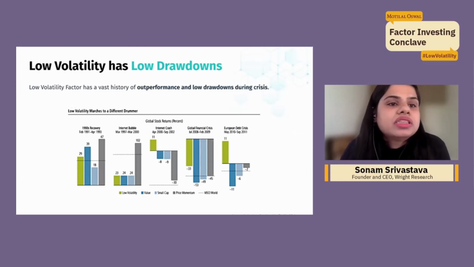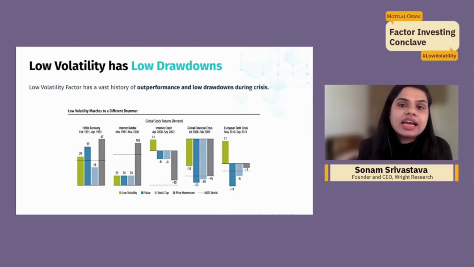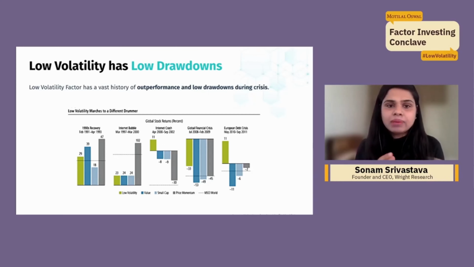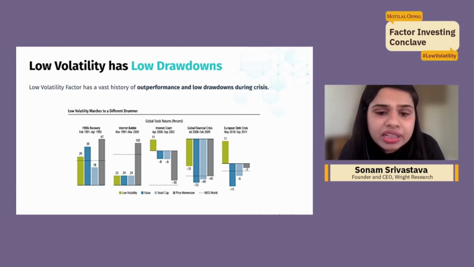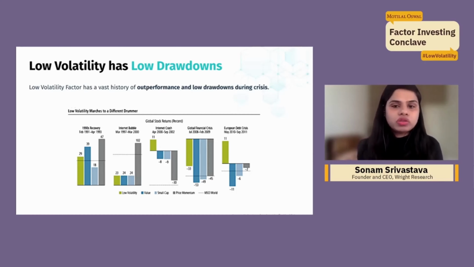Now, the third thing I want to showcase, which I think the previous presenter also showed, is that a low volatility strategy also has low drawdowns. If you compare this strategy with popular strategies like price momentum or value, or even the market indices, you see that at the worst times of crisis, be it the internet bubble, the global financial crisis, the European debt crisis, or any of the large crises in the market, this strategy tends to do better than most of the other factors. It is consistently one of the best performing factors, especially during crisis periods, when the markets are going through some sort of instability.